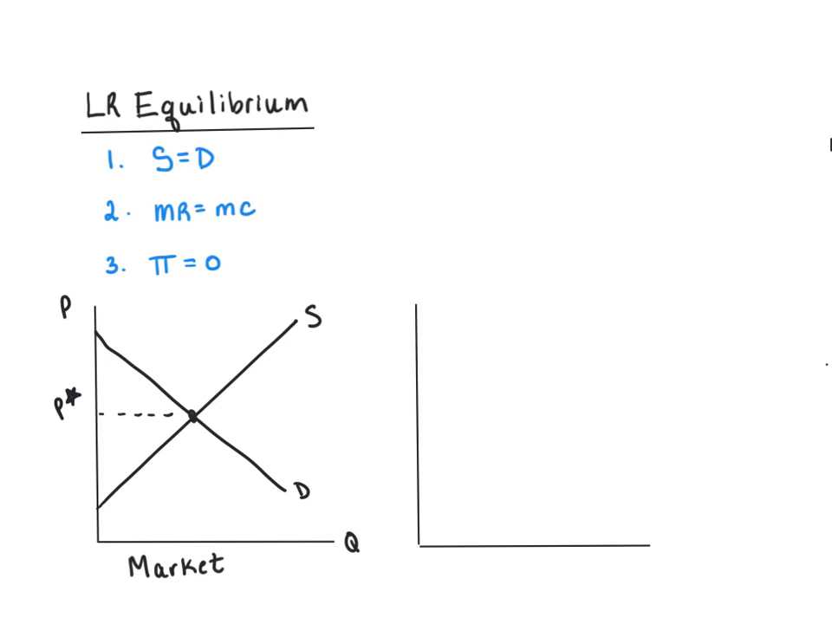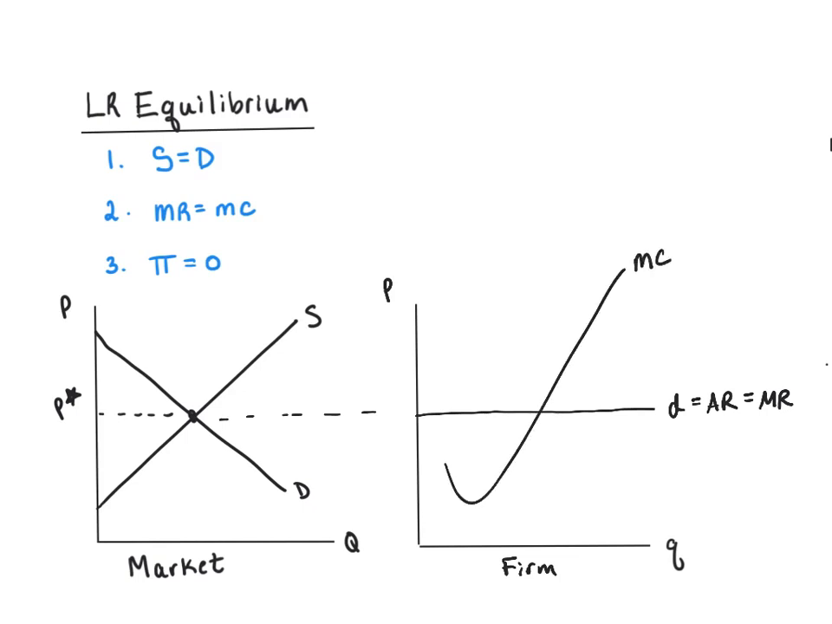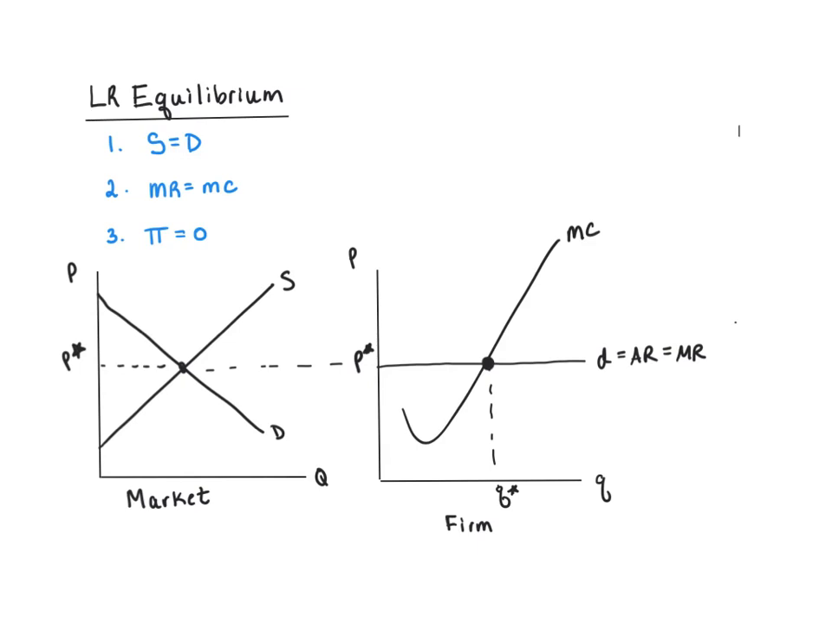In a perfectly competitive market, here's how this looks. For the individual firm, for the representative firm, demand is again horizontal at the equilibrium market price. Demand is always average revenue, and in perfect competition also equals marginal revenue. Each perfectly competitive firm is going to choose to produce the quantity at which marginal revenue equals marginal cost.